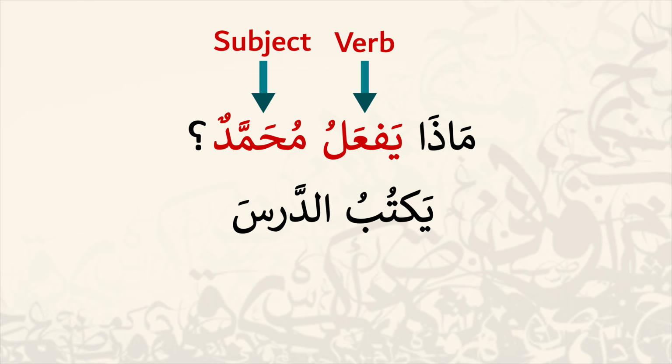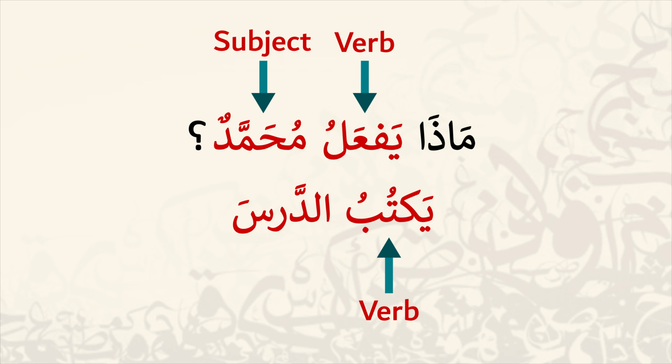But where is the object? There is no object for this sentence. Some verbs, as we said, don't need an object. The meaning of the verbal sentence is complete without an object. What about the second sentence? يكتب الدرس. يكتب is obviously the verb, meaning writes or is writing.